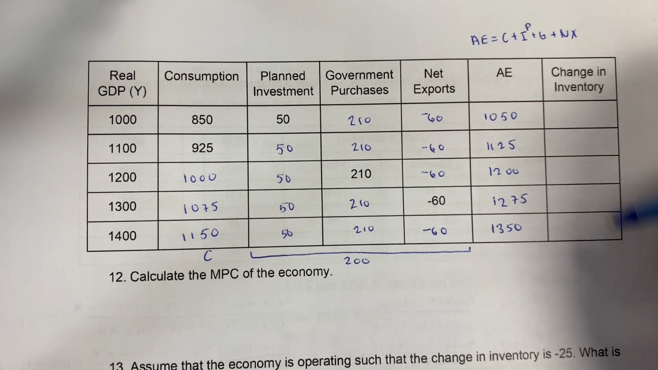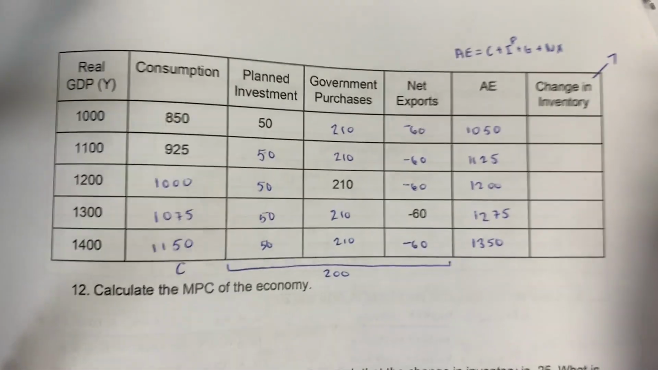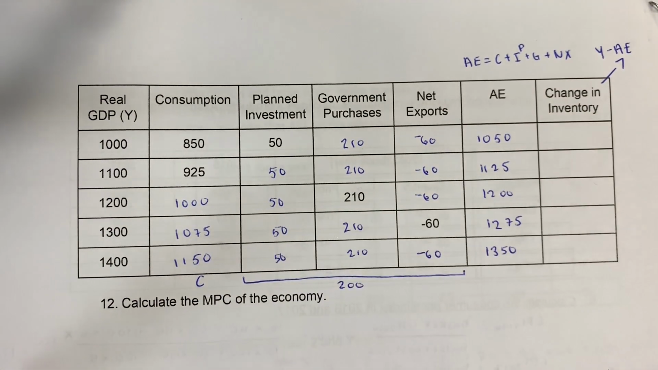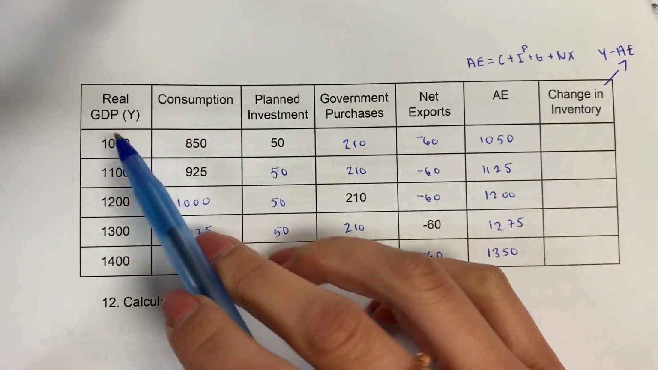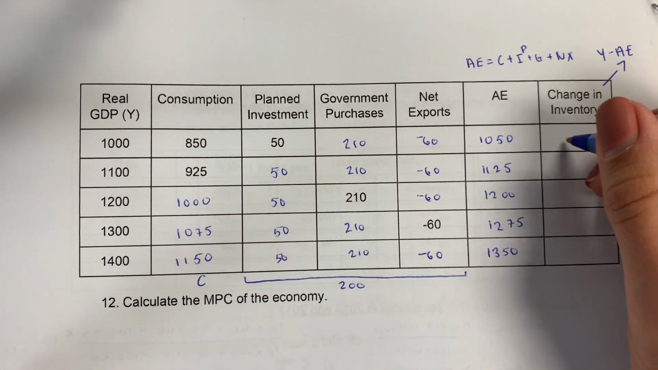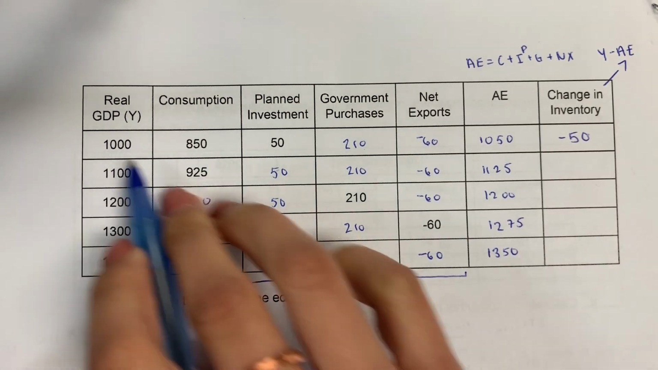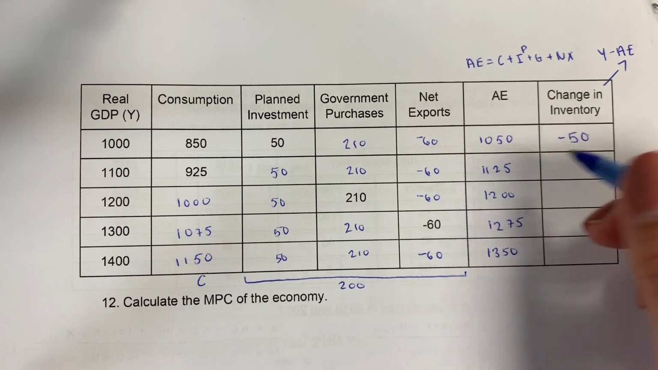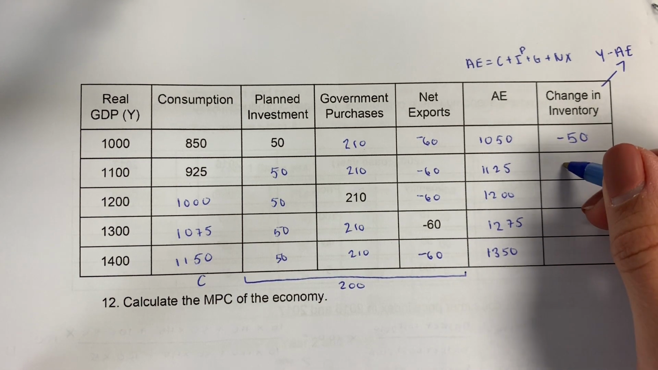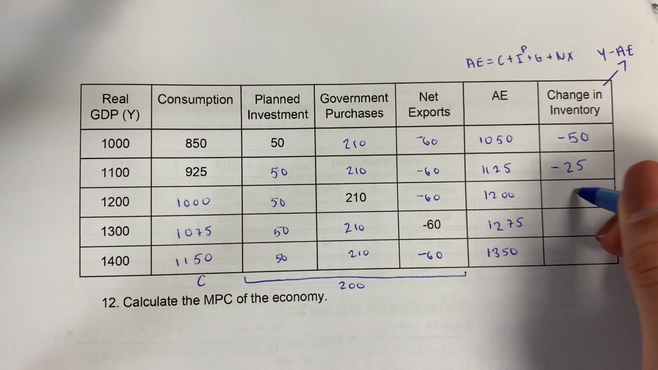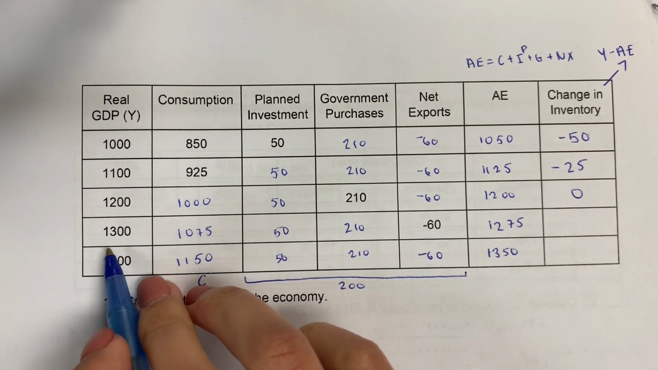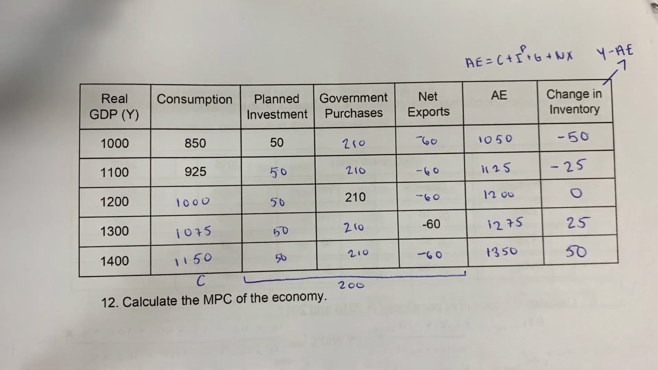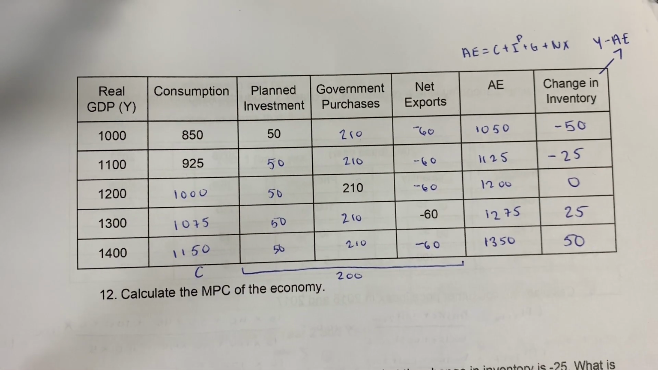So while we're at the table, let's calculate our change in inventory. And you should know that this is Y minus AE. So we have Y right here, and we have AE, so we can now calculate our Y minus AE. Negative 50, because 1,000 minus 1,050, and now 1,100 minus 1,125 gives me negative 25. 1,200 minus 1,200, 1,300 minus 1,275 is 25, 1,400 minus 1,350 is 50. So now we have completed our table.